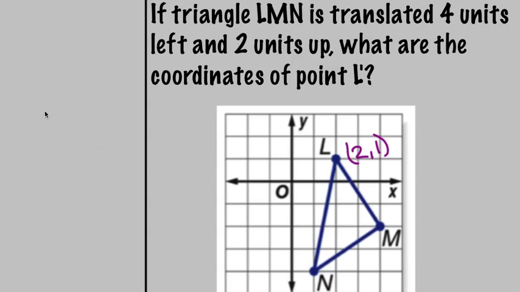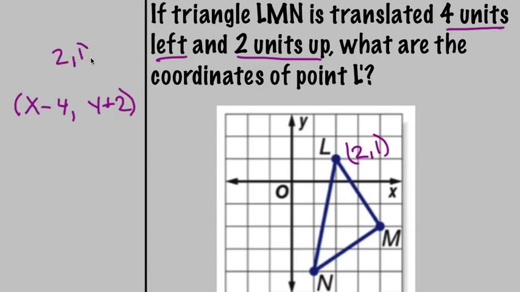All right, so when I look at this, it tells me to take 4 units to the left. So left and right is the x-axis, and left means I'm going negative, so I want x to subtract 4. 2 units up means that I'm adding to the y, so y plus 2. I know my original coordinate point was 2, 1, and I know that x occurs before y in a set of coordinate points. I need to plug this in here: 2 minus 4, and I need to plug this in here: 1 plus 2.